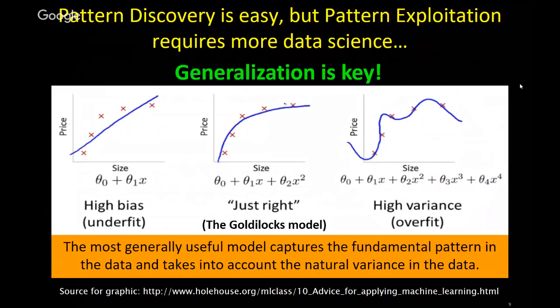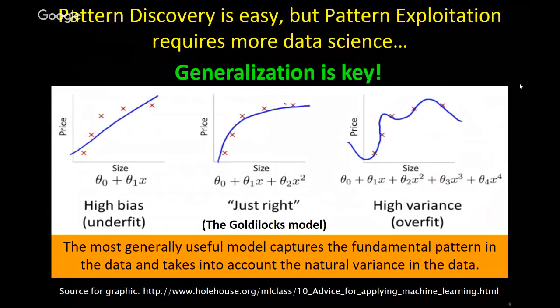So whatever happens at lower values of x or higher values of x in this data plot is probably meaningless, because we've really just over modeled or over interpreted the bumps and wiggles in the data. So it's not very useful. We can't really exploit a pattern if it's bumping and wiggling all over the place.